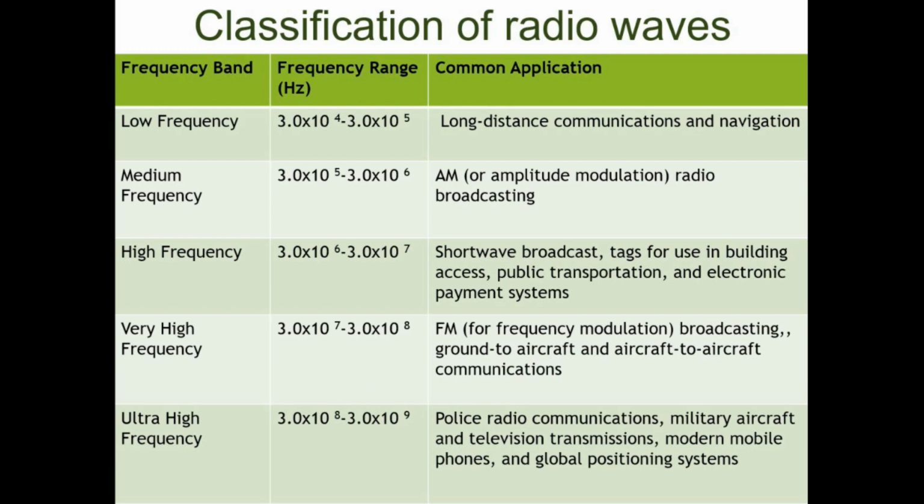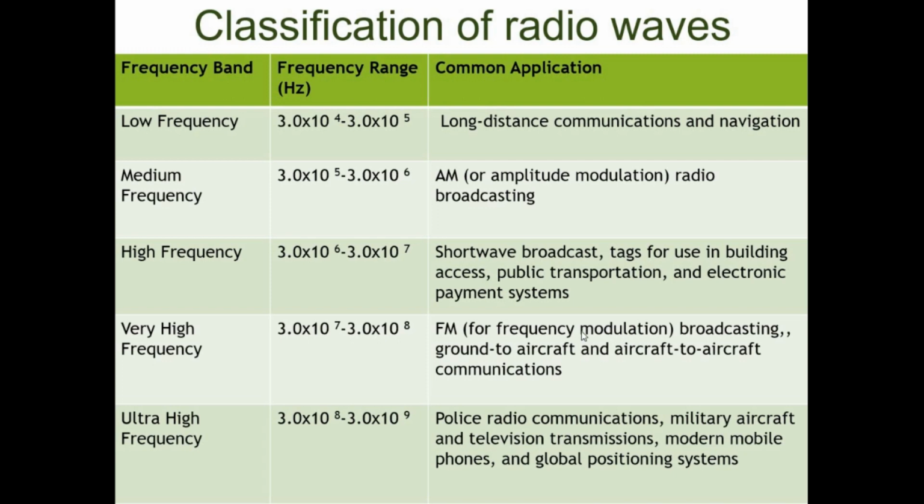What are the classifications of radio waves? We have the low frequency, the medium frequency, the high frequency, the very high frequency, and the ultra high frequency. For the low frequency, its frequency ranges from 3 times 10^4 to 3 times 10^5. Its application is for long-distance communication and navigation. For the medium frequency, the frequency ranges from 3 times 10^5 to 3 times 10^6. Its common application is for the AM band, or amplitude modulation radio broadcasting.